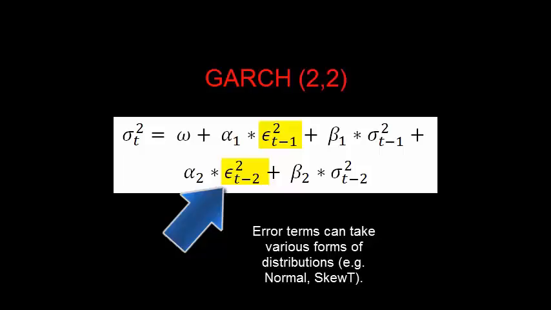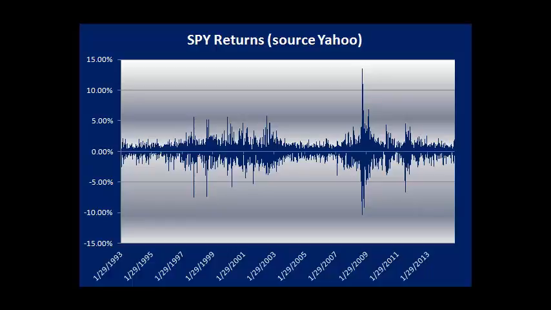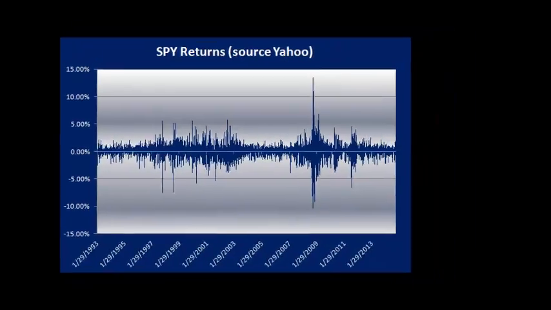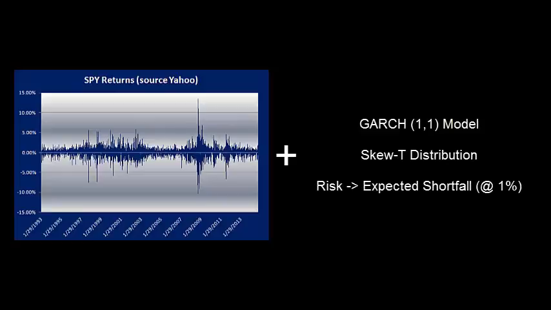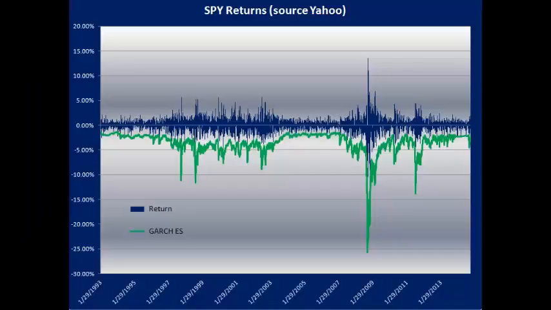For now, let's show an example of a GARCH model applied to our time series, with risk measured using expected shortfall. Combining this GARCH model with a fat-tail distribution, such as skew T, and the expected shortfall measure, we produce the following. Notice this risk estimate now dynamically tracks our clusters of volatility.